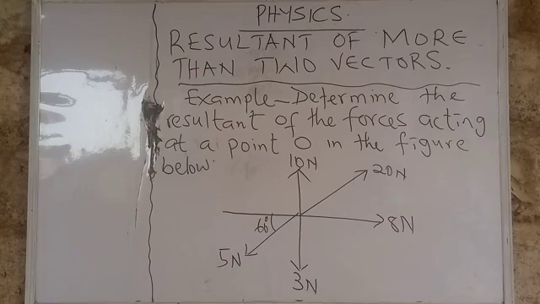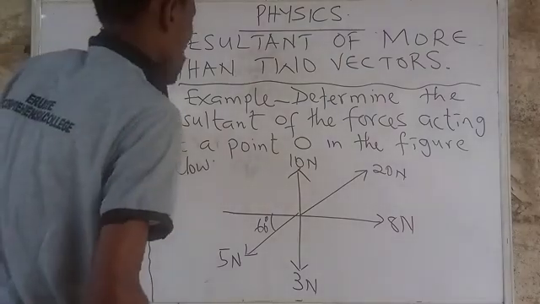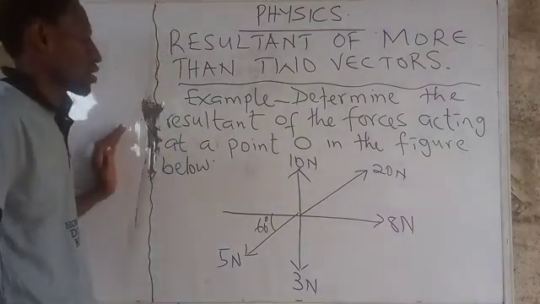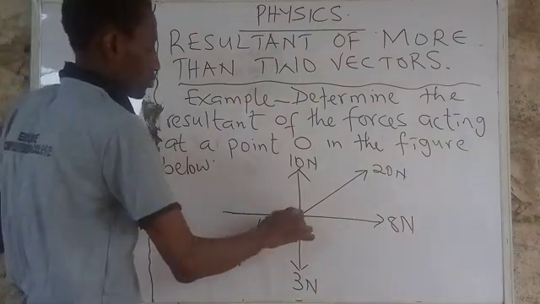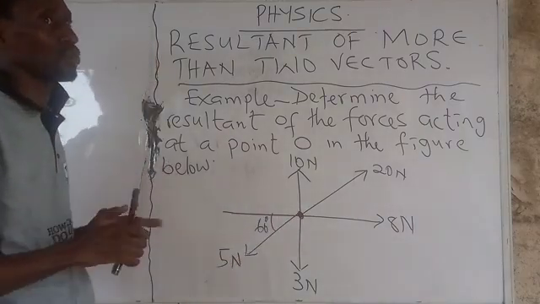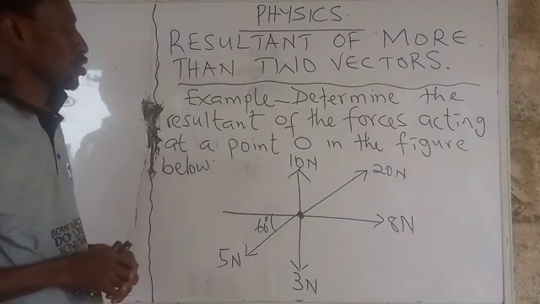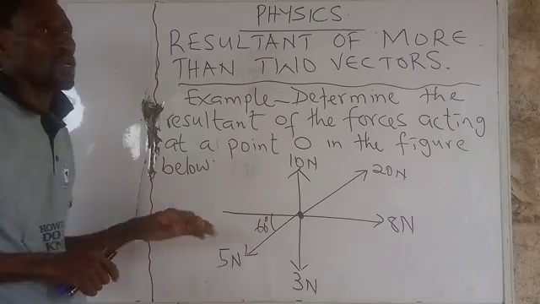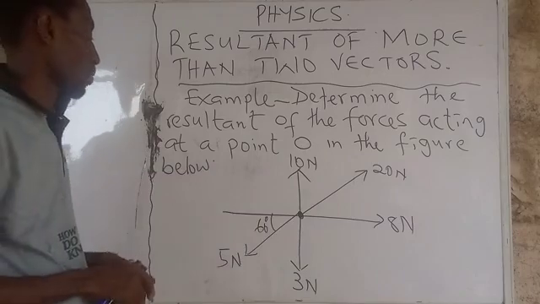When we have more than two factors acting at a point O on an object, what do we have to do? We have to resolve all the factors into two. We have to resolve all the factors into vertical and horizontal.